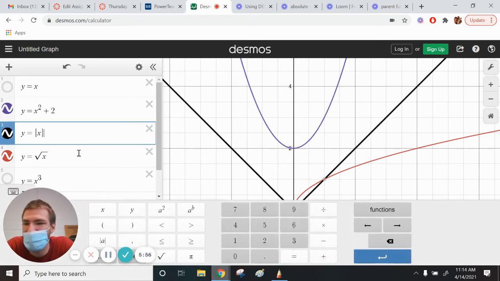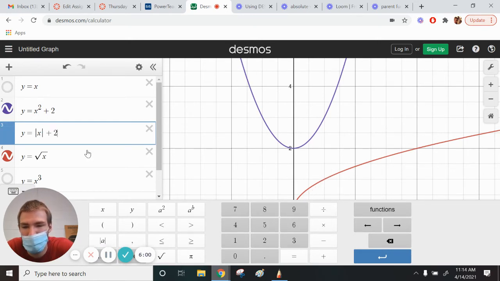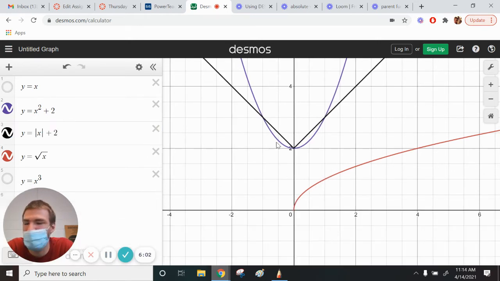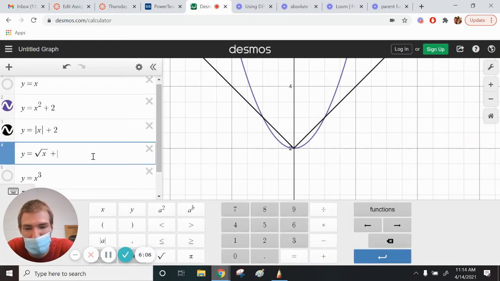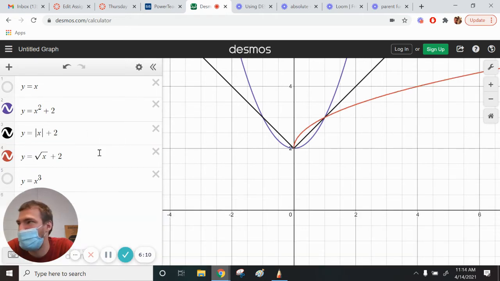Now, if I do the same thing to the absolute value, same thing should happen, right? It should go up 2. If I do the same thing here to the square root, it should go up 2. So a really, really important understanding when it comes to these parent functions and these vertex forms is that every single one is going to behave the same.